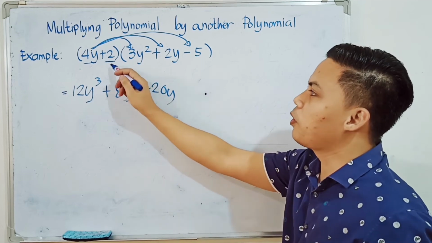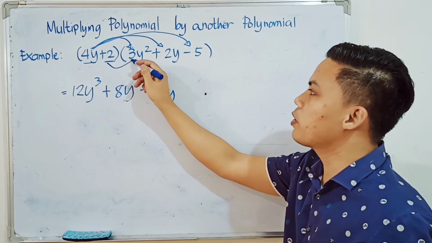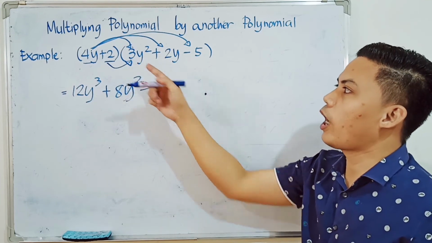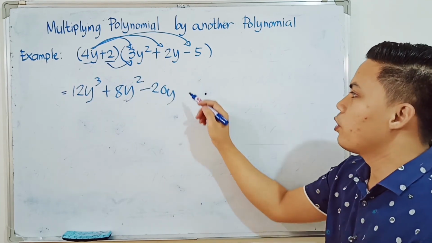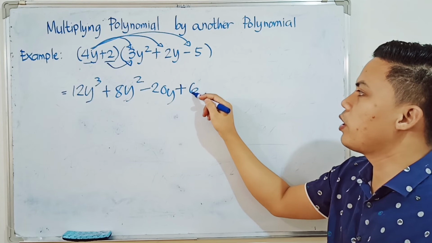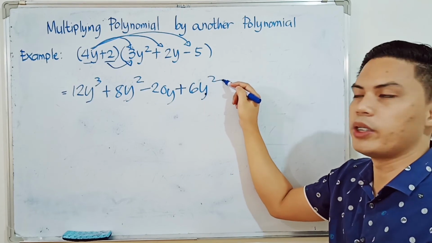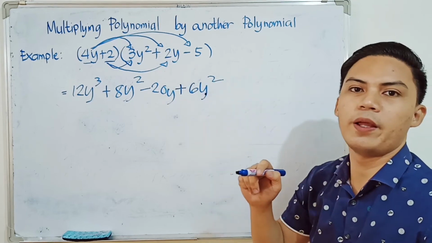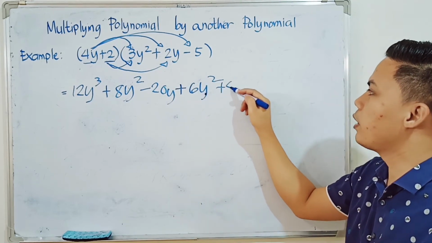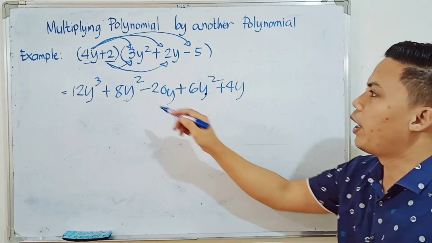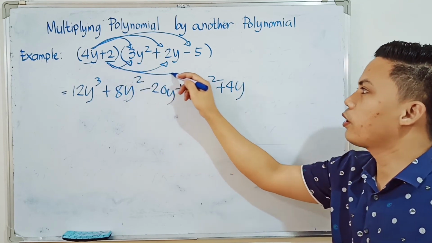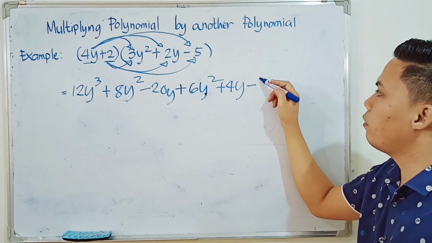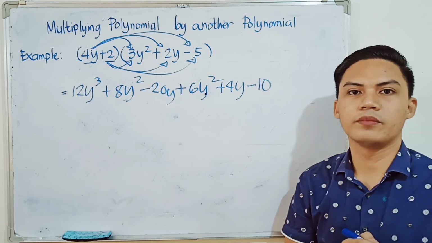Okay. So let's multiply now 2 sa bawat terms na nasa second polynomial natin. So we have 2 times 3y squared. So it would be 6y squared. Next is 2 times 2y. So we will have positive 4y. And lastly, we have 2 times negative 5. So ang sagot natin is negative 10.